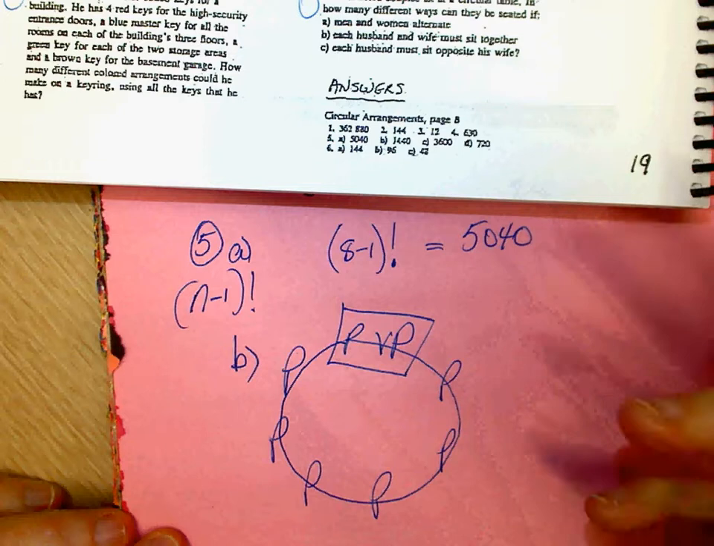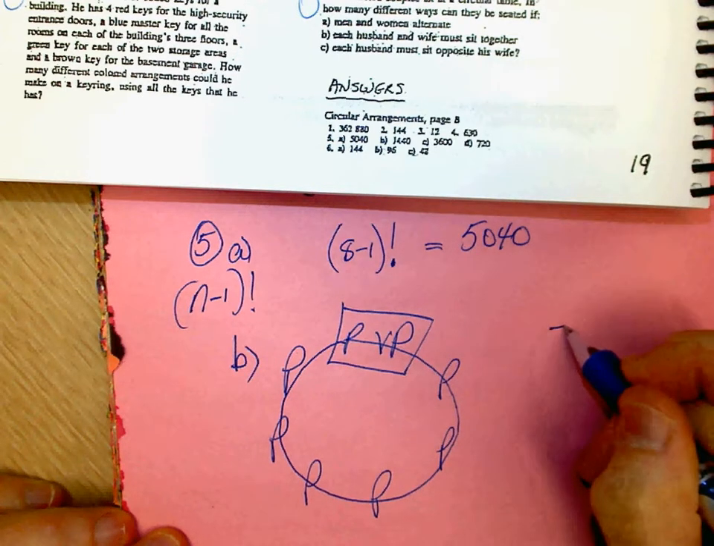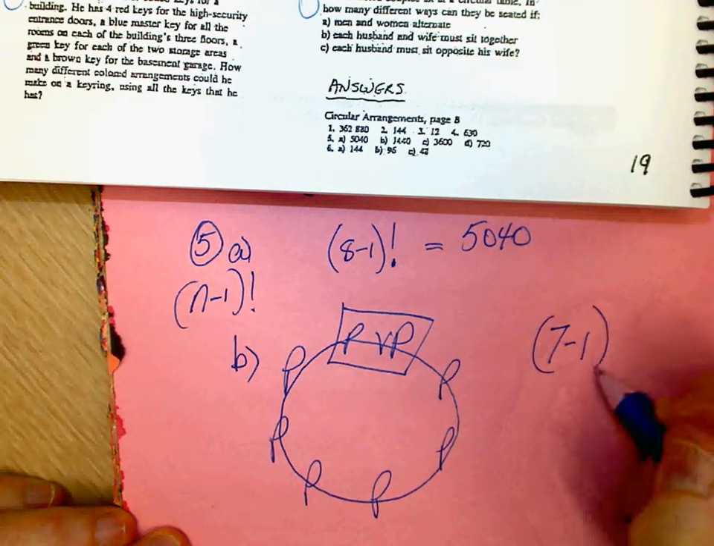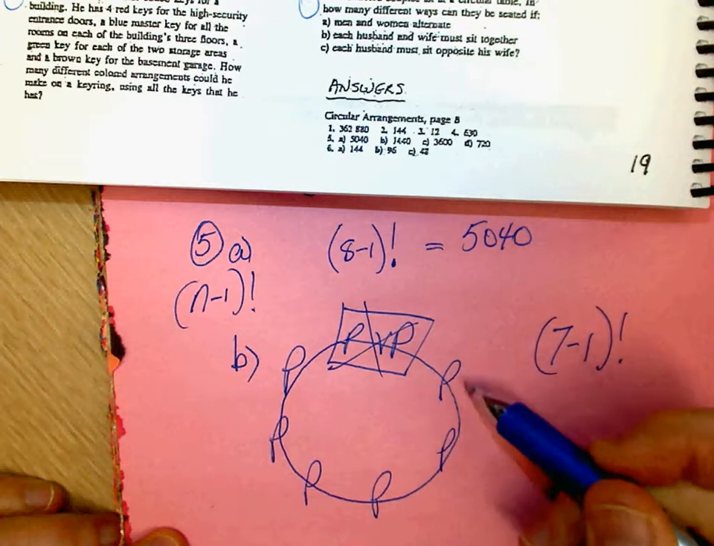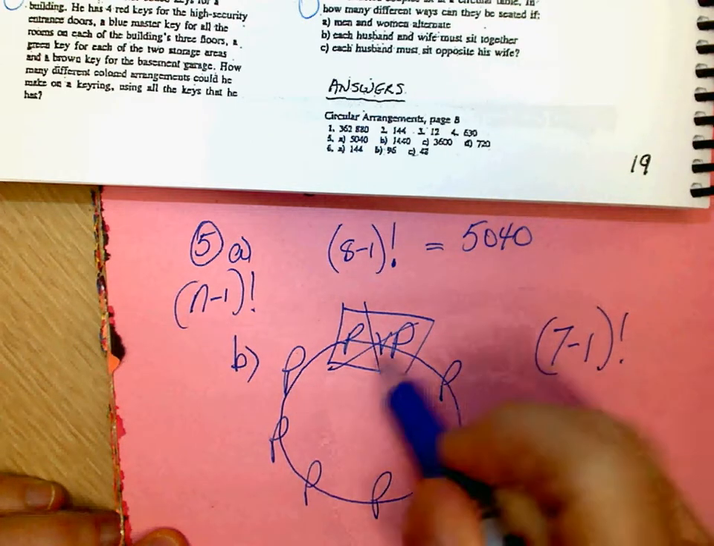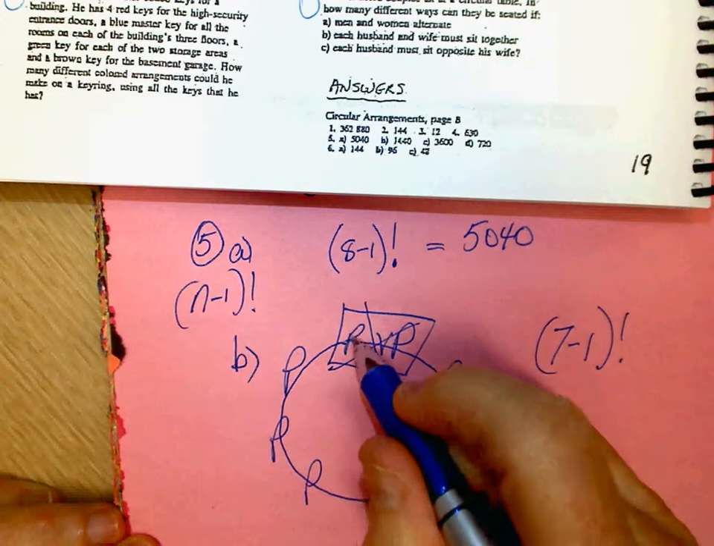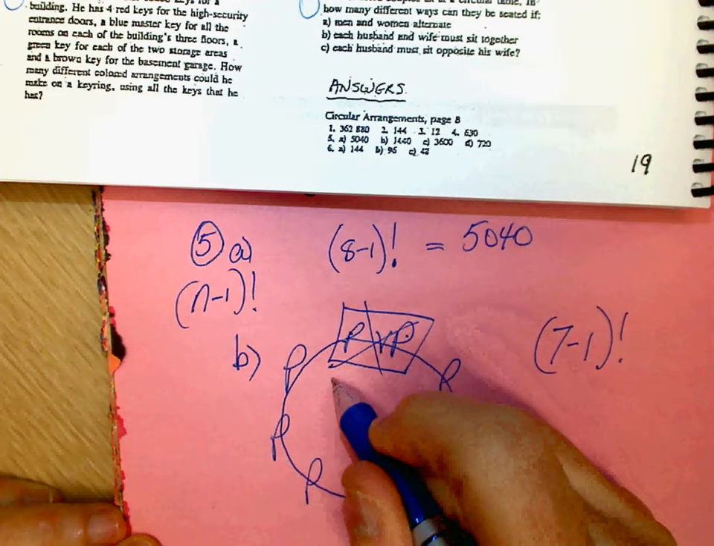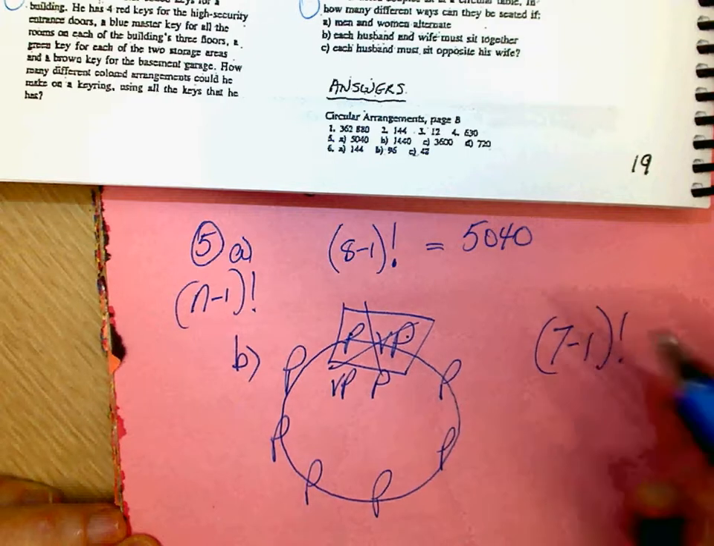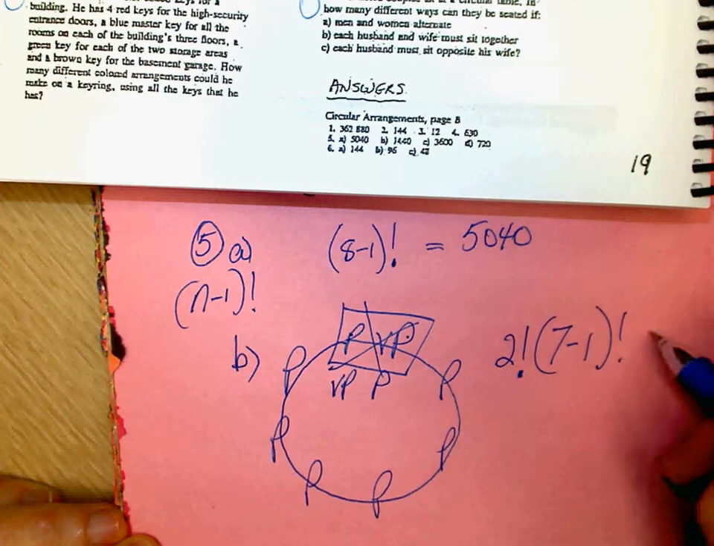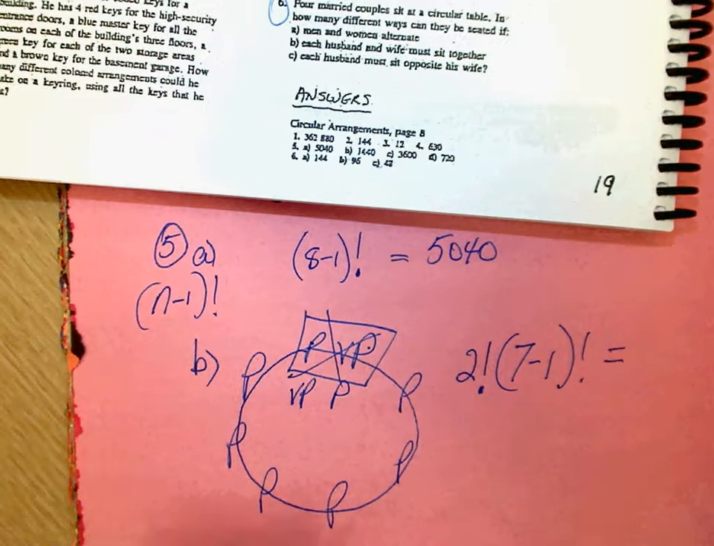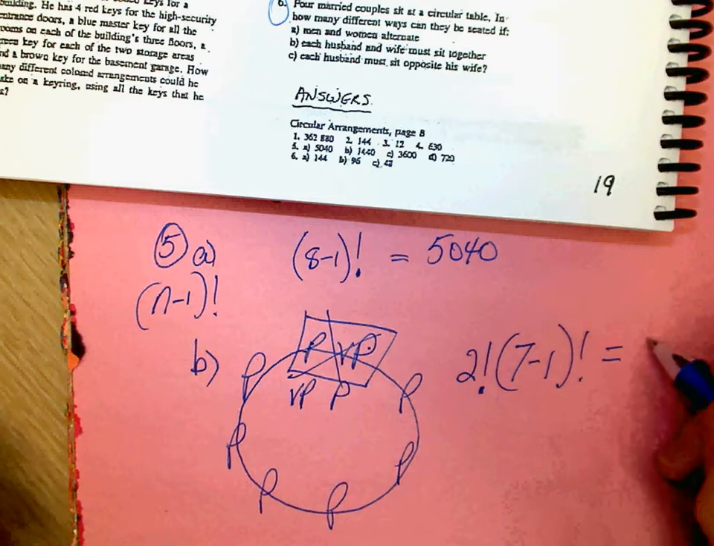So it's 7 minus 1 factorial, right? We could fix them and arrange the rest relative to the president and the vice president. But don't forget, it could be president, vice president, or vice president, president. So there's 2 factorial ways to do that. So it's 2 times 6 factorial, and that is equal to 1440.